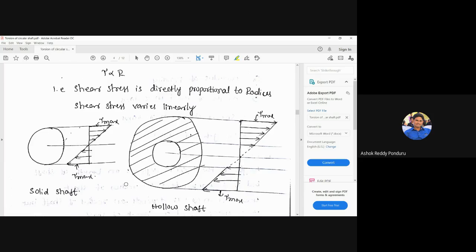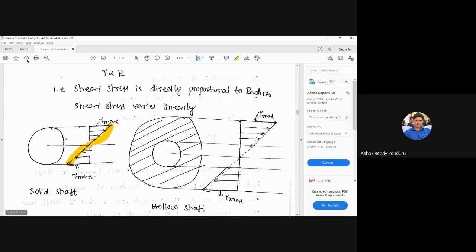Let us look at this diagram. The shear stress is 0 at the center, and then the shear stress goes on increasing. It is maximum at the surface of the shaft. In the same fashion, here also it is maximum at the surface of the shaft. We can see that this diagram looks like a bending stress distribution diagram, exactly, no doubt at all.